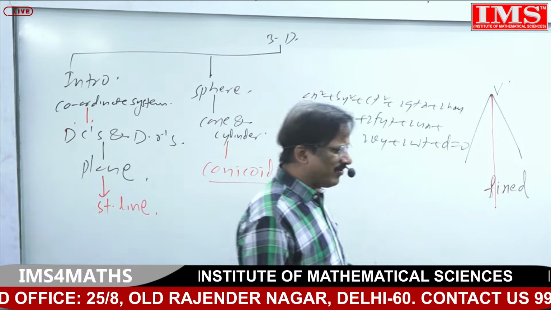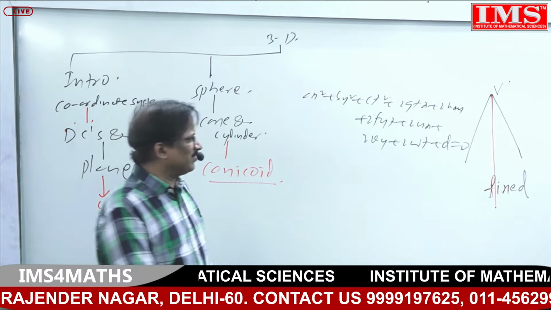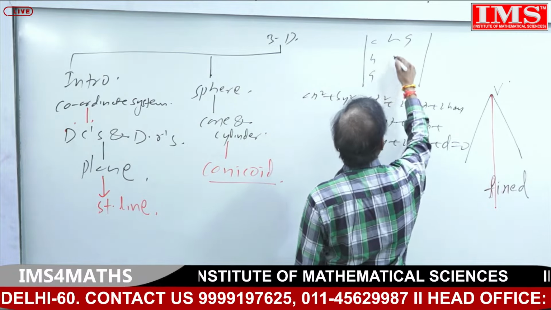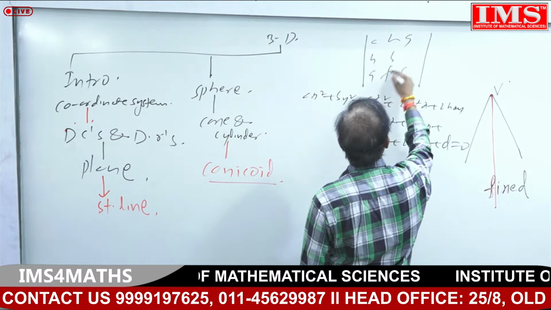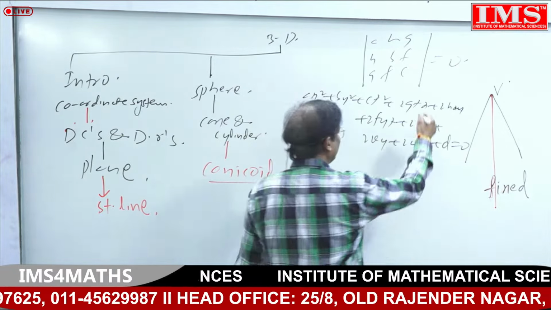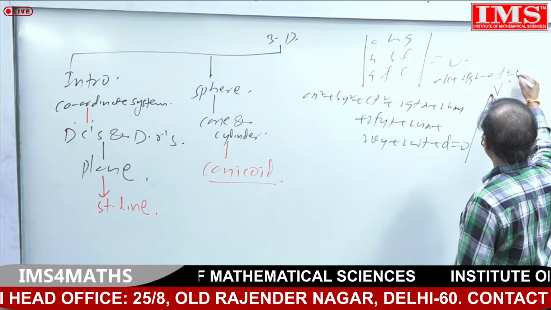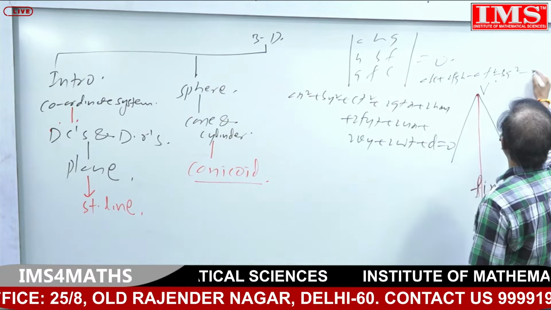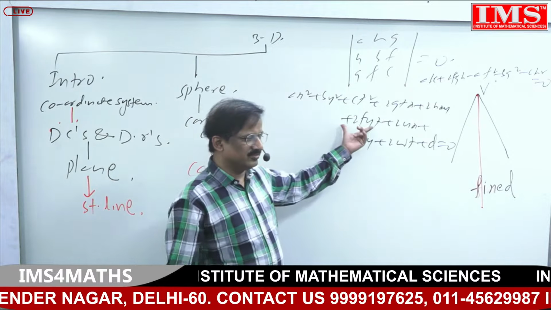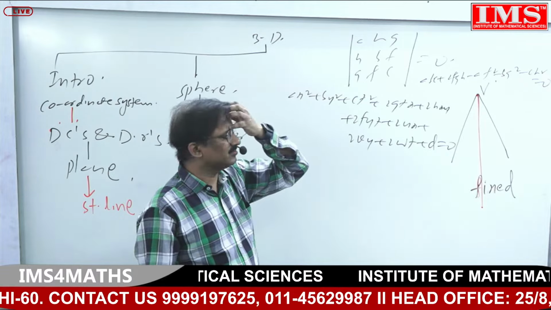I told this equation represents the pair of planes when my determinant is equal to 0. What is that? The determinant with a, h, g, u; h, b, f, v; g, f, c, w; u, v, w, d is equal to 0. You'll easily remember. What is its final equation? If you really expand it, abc plus 2fgh minus af square minus bg square minus ch square is equal to 0. If it satisfies, this represents the two planes. That's what I'm saying, pair of planes. Next point.